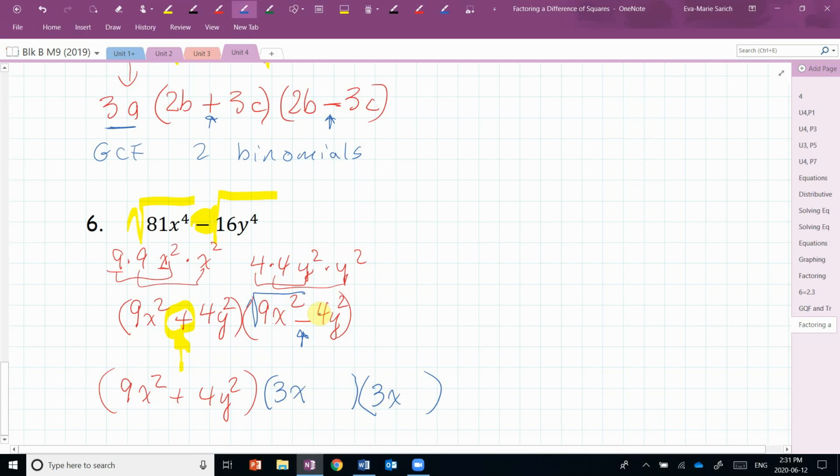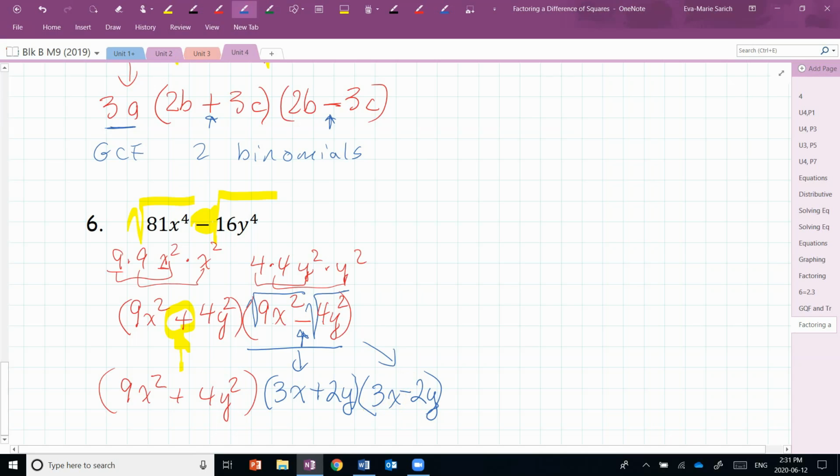Can we take the square root of the second term? Yeah, because the square root of 4 is 2. So we'll put a 2 here, and the square root of y squared is y. So now this gets broken down into 2 binomials farther. Remember, one has an add and one has a subtract. Now we can't go any farther because we can't take the square root of 3 or 2. So we know we're done.